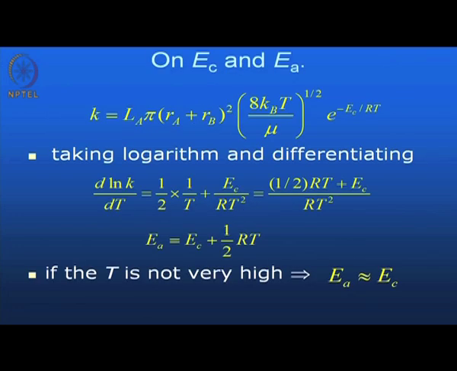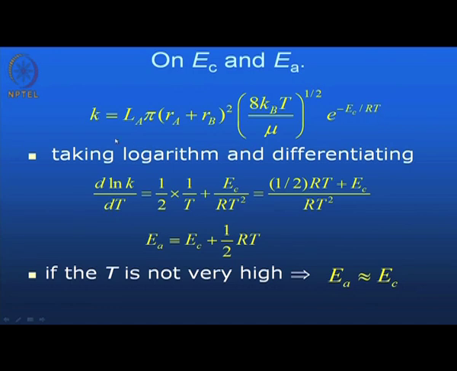Now we will talk about EC and EA. Now k is equal to, as I told you, L A pi (rA plus rB) square, times root of 8 kBT by pi mu. The pi was dropped somehow, I do not know why, maybe some software problem. So, into e to the power minus EC by RT.